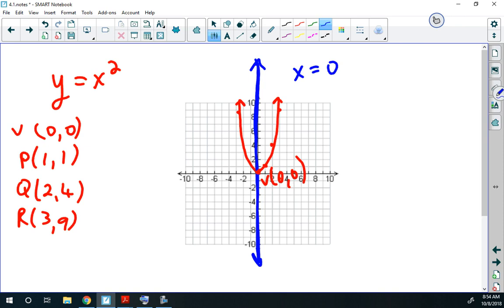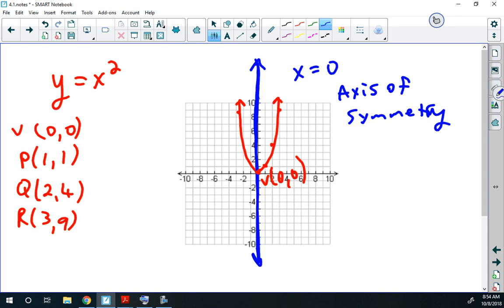And here's how mathematicians are. Mathematicians say, well, if it's an axis around which the graph is symmetrical, you know what we're going to call this thing? The axis of symmetry. The axis of symmetry is that vertical line that the graph is symmetric around.